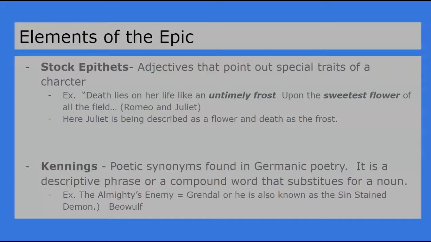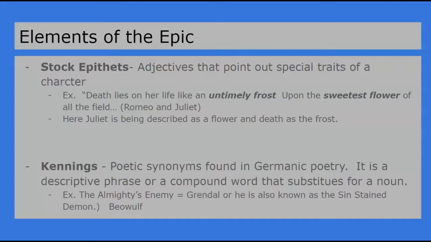One that we will see in Beowulf is a kenning. It is a poetic synonym found in Germanic poetry. It's a descriptive phrase or a compound word that substitutes for a noun. So instead of using the character name, they use a kenning: the Almighty's enemy instead of saying Grendel, or sin-stained demon instead of saying Grendel.